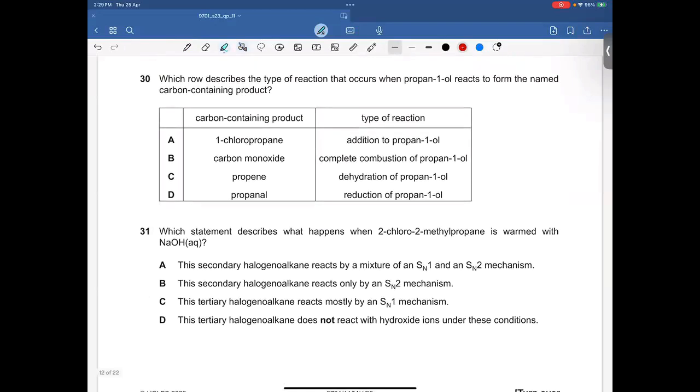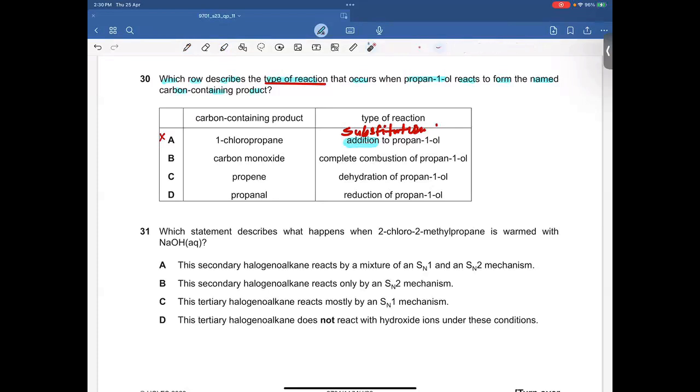Question number 30. Which row describes the type of reaction that occurs when propan-1-ol reacts to form the named carbon-containing products? Propan-1-ol never undergoes addition. Actually, it's a substitution reaction. So option A is incorrect. When an alcohol turns into an alkyl halide, obviously it's going to be substitution, not addition.